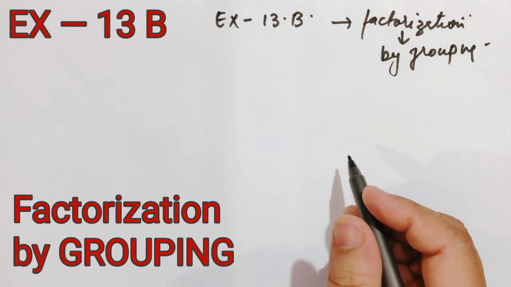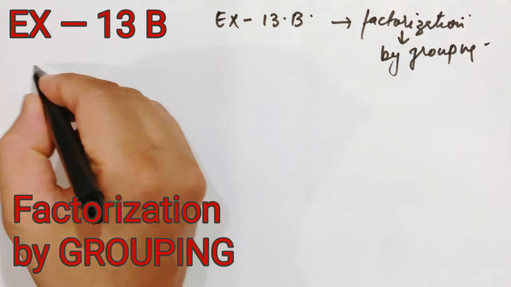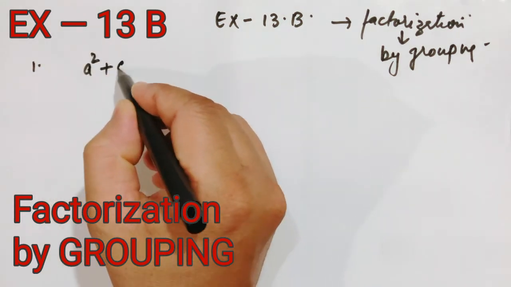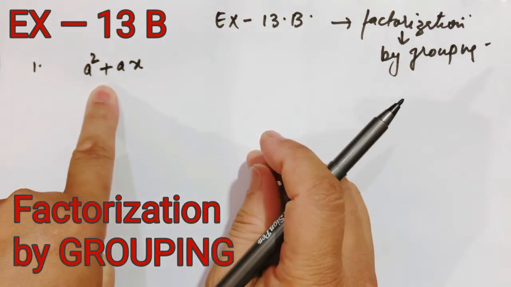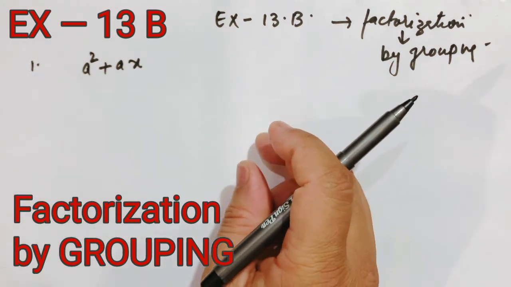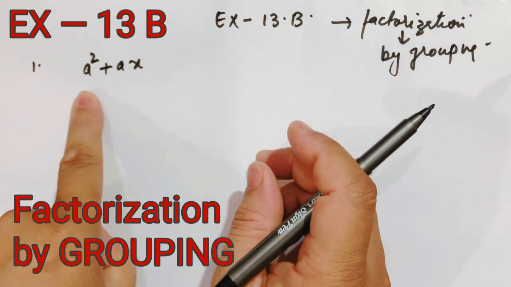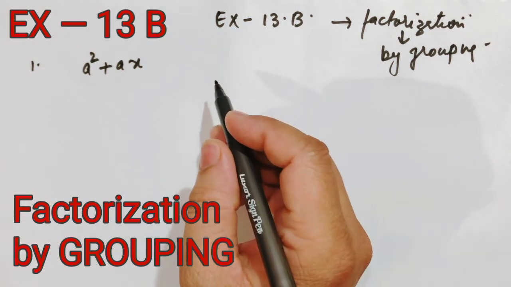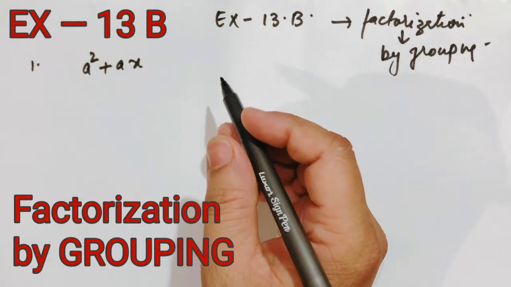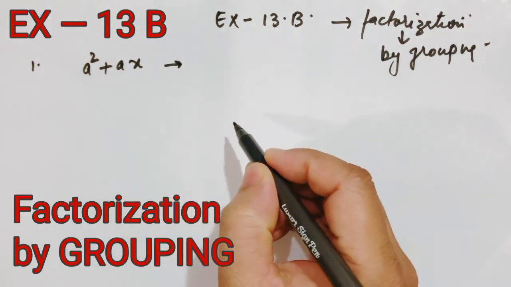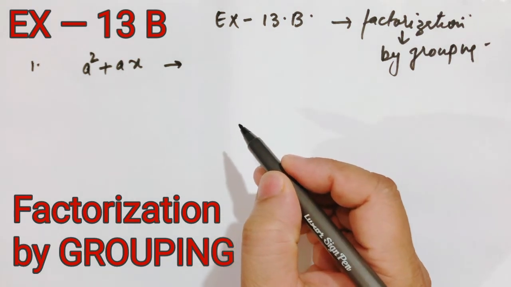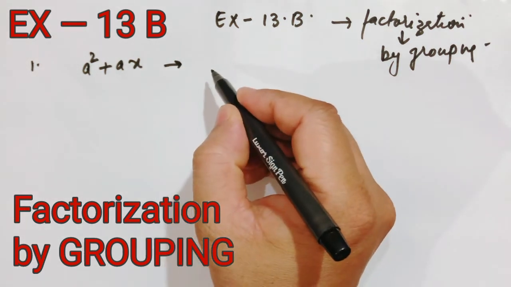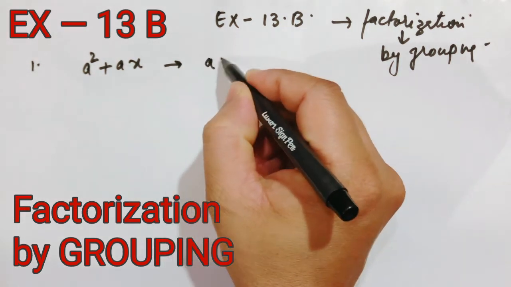Before I start this, let us take one particular example, like a square plus ax. This type of sum was given in the previous exercise, that is 13a. When you are given a square plus ax and asked to convert this into its factors, how would you go? Naturally by taking out its HCF. Please do not forget that. If you forget, it is a big problem. So remember, you will have to remember each and every type of factorization.